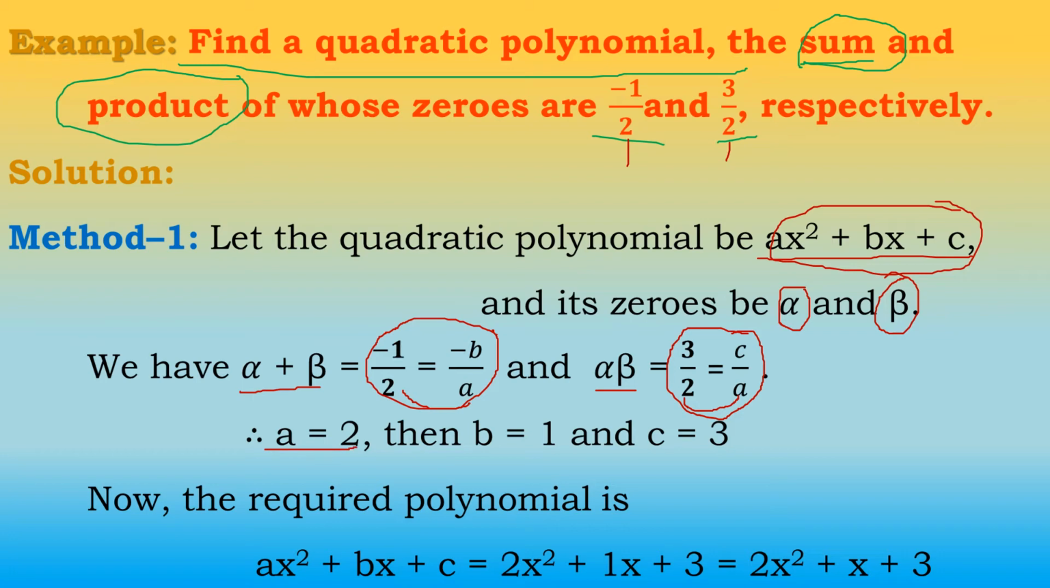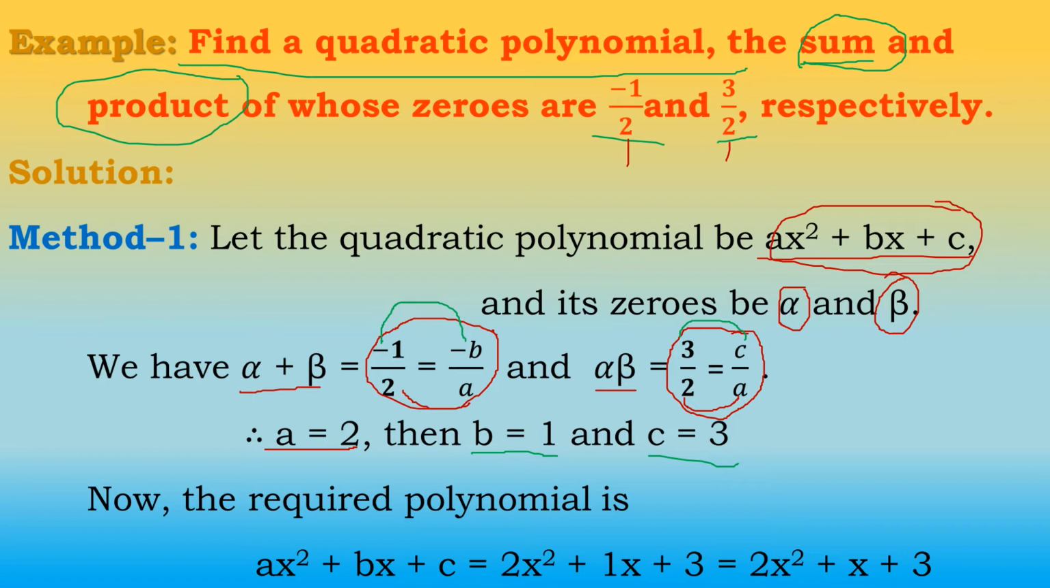And similarly the value of minus b is equal to minus 1. Both minus signs get cancelled. b is equal to 1. Here the value of c is equal to how much? 3. So we got c is equal to 3. By comparison of these two quantities, we are getting a is equal to 2, b is equal to 1 and c is equal to 3.